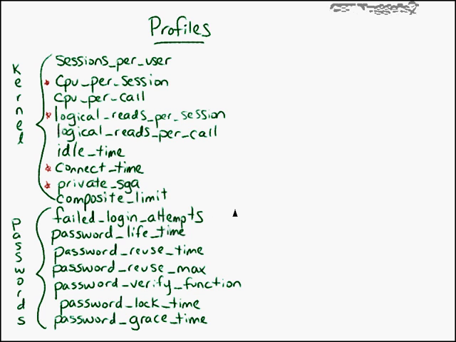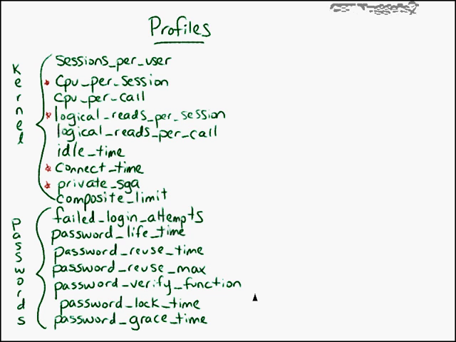Now, the rest of these properties have to do with passwords. For example, failed login attempts is just that. How many failed login attempts do we have until our password is locked? Password lifetime tells us how long we can use a particular password in number of days. Password reuse time tells us the number of days between reusage of the same password. Password reuse max tells us the maximum number of times we could reuse a password.